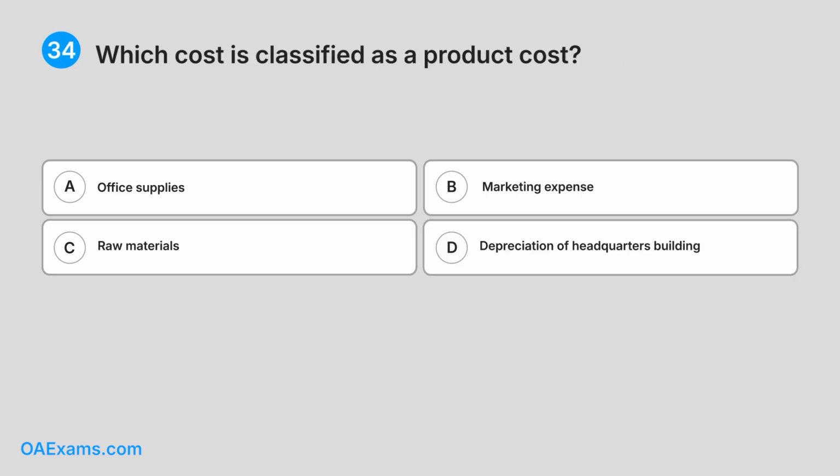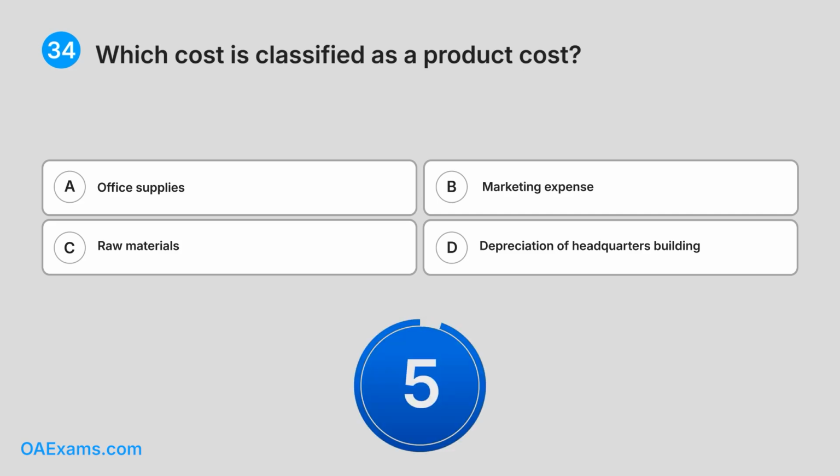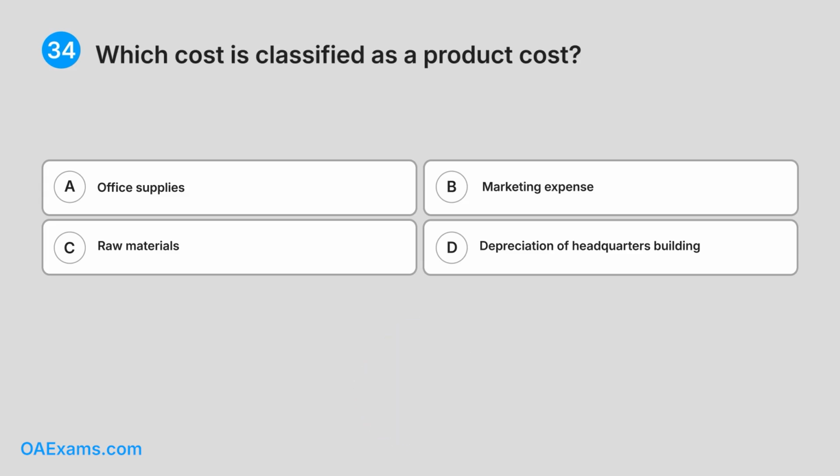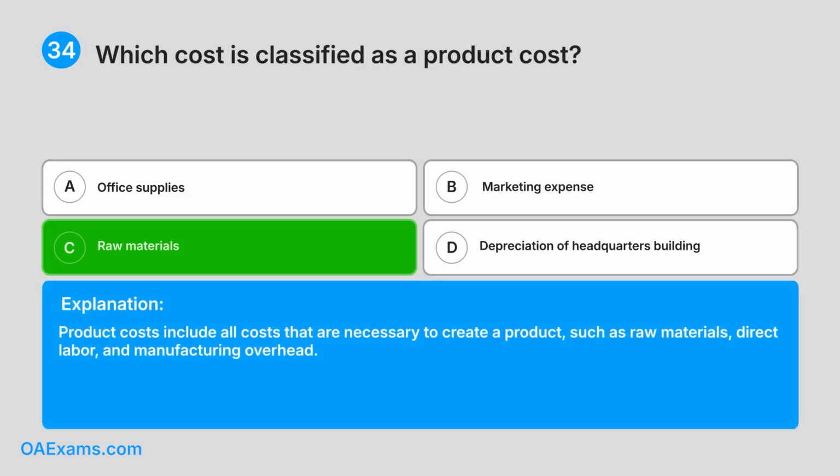34. Which cost is classified as a product cost? A. Office supplies. B. Marketing expense. C. Raw materials. D. Depreciation of headquarters building. What do you think is the answer? Correct answer: C. Explanation: Product costs include all costs that are necessary to create a product, such as raw materials, direct labor, and manufacturing overhead.